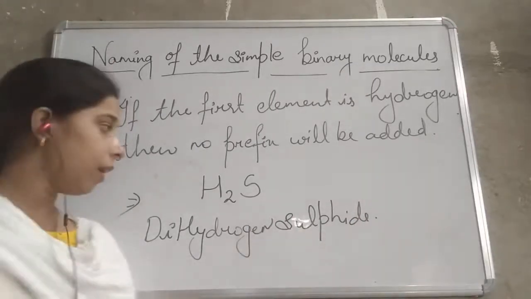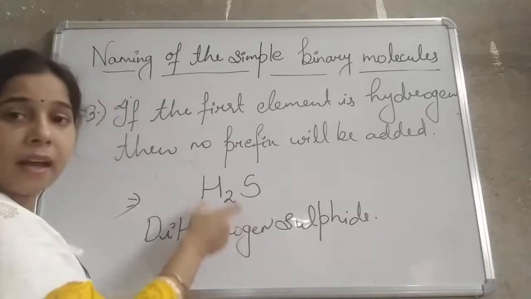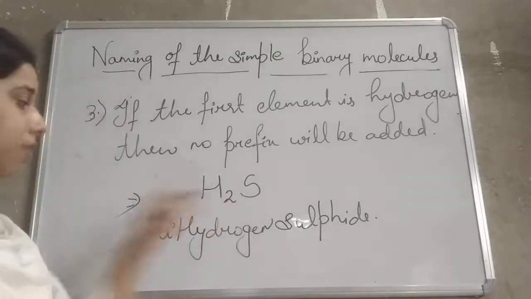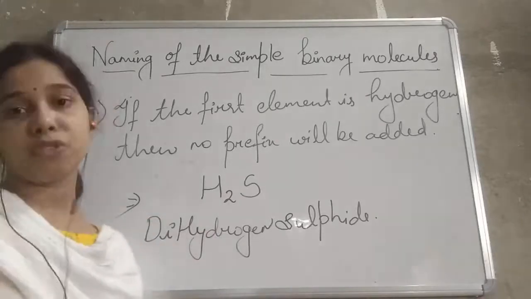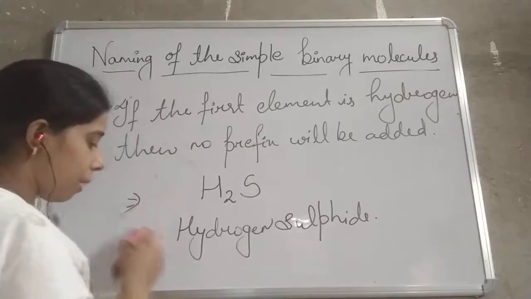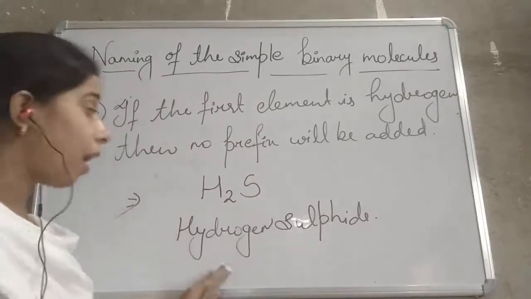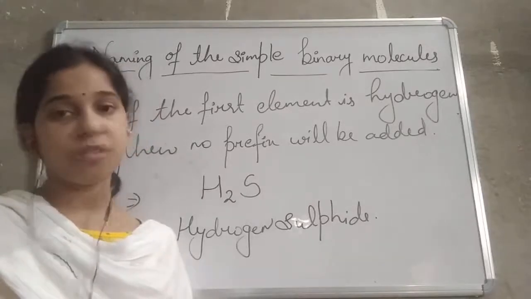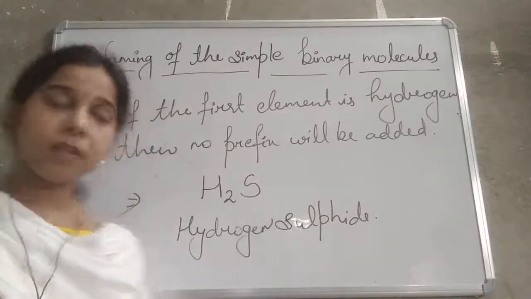No. Why? Because hydrogen is there as a first element, and when hydrogen is there as a first element, we will never mention the prefix with it. So the name of this particular compound will be hydrogen sulfide instead of dihydrogen sulfide.